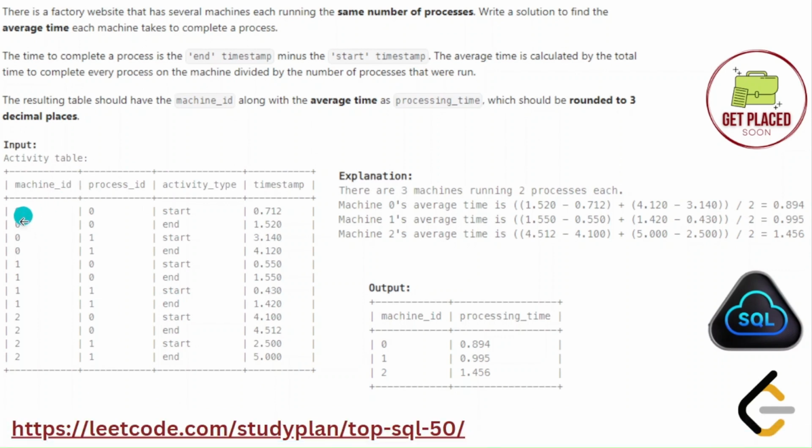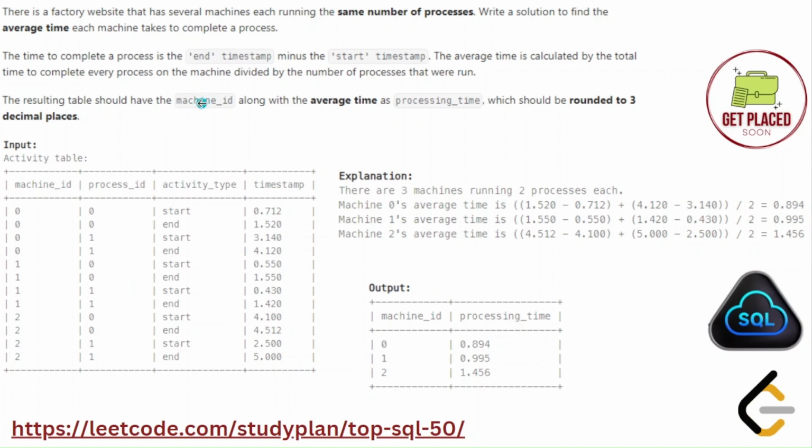So we have machine ID 0 and we have two process IDs, process ID 0 and process ID 1. In machine ID 1 you have the same, process ID 0 and process ID 1. In machine ID 2 also you have two process IDs, 0 and 1. And you have those start and end activity types and their timestamps. Now let's understand the question. You understand how the input is given, now understand the question.